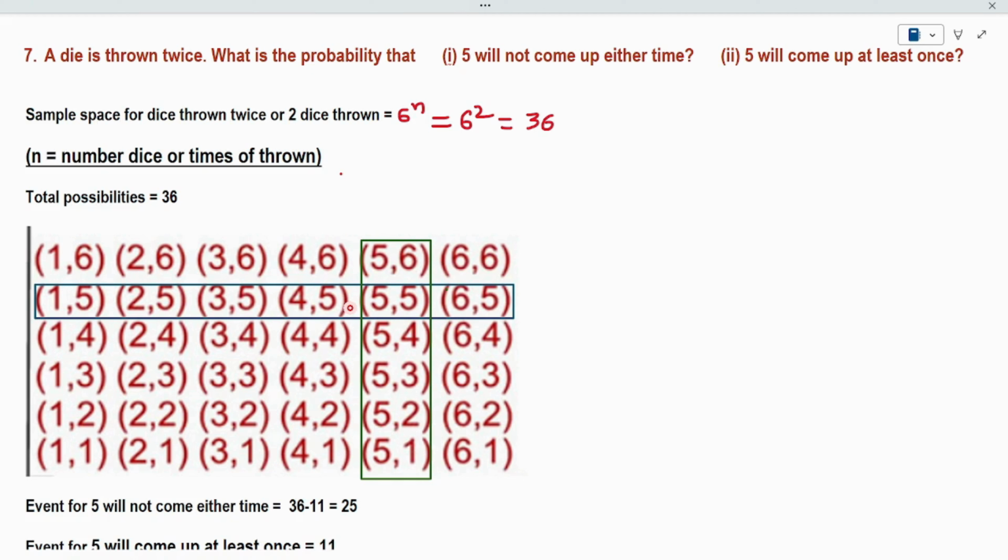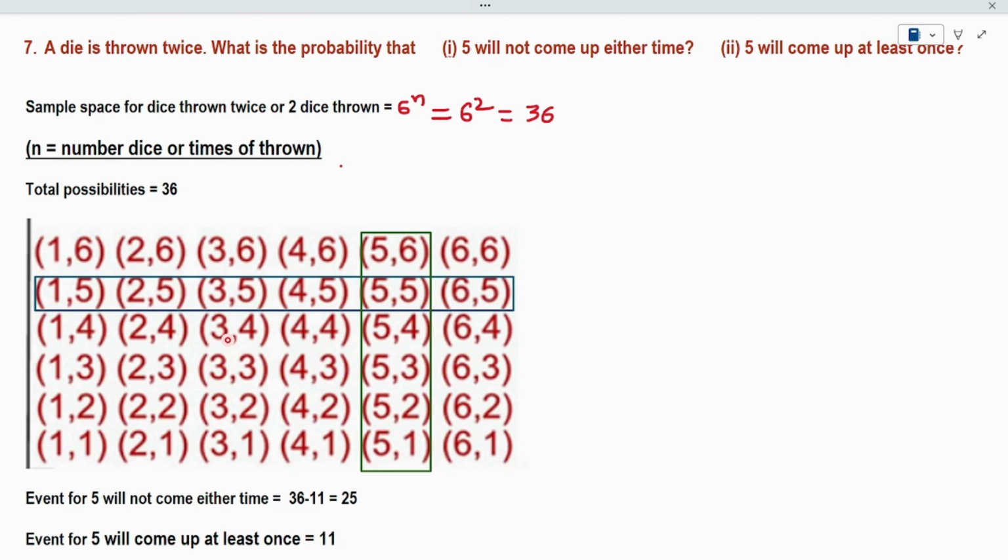Question number 7. A die is thrown twice. What is the probability that 5 will not come up either time? 5 will come up at least once. I have a dice. I have thrown this dice 2 times. How many total possibilities do I have? Total 6 power n, which is nothing but 6 square. Total 36 possibilities I have when I throw a dice 2 times. 36 possibilities are the total possibilities or sample space.